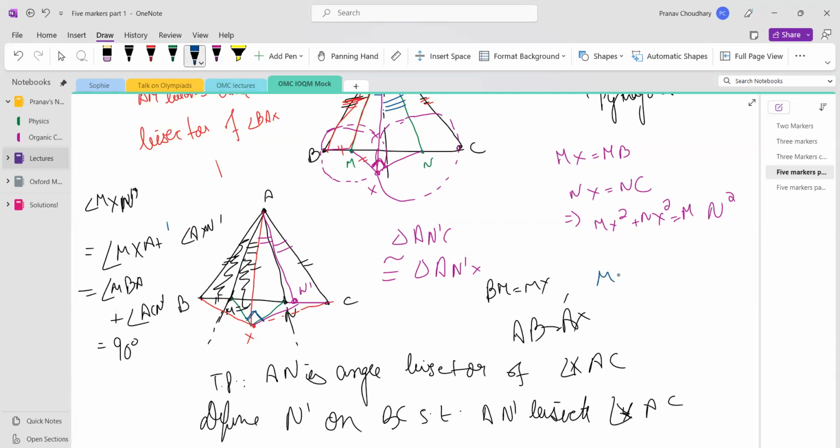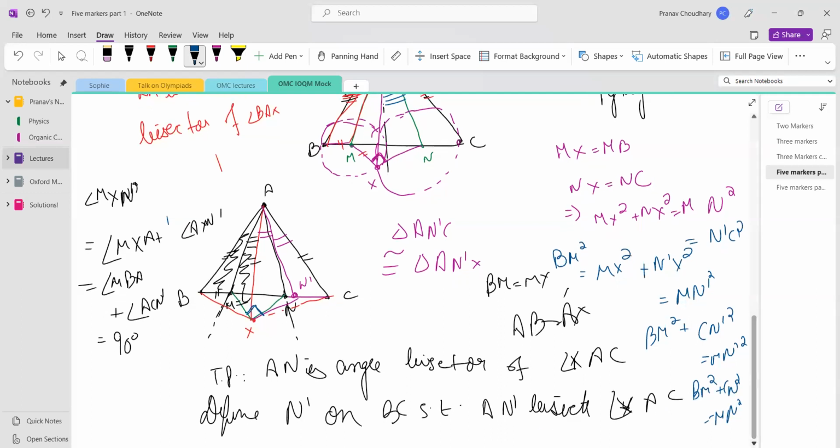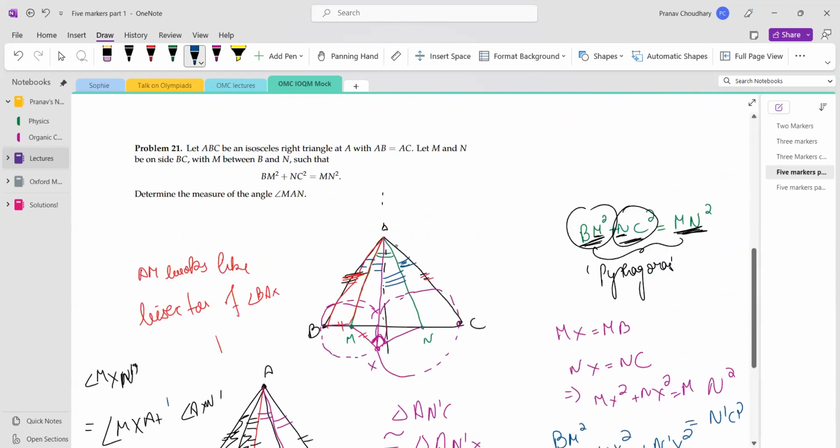So now by Pythagoras, MX squared plus N'X squared equals MN'. MX squared is equal to BM squared and N'X squared equals N'C squared. So BM squared plus CN' squared equals MN' squared. And we know that BM squared plus CN squared equals MN squared. So this implies N should be equal to N'. So everything which we guessed here is true.